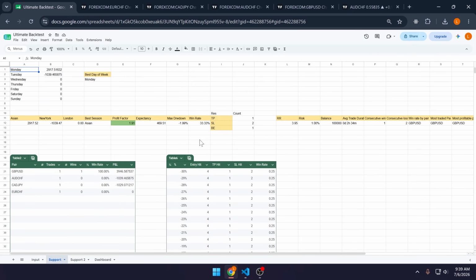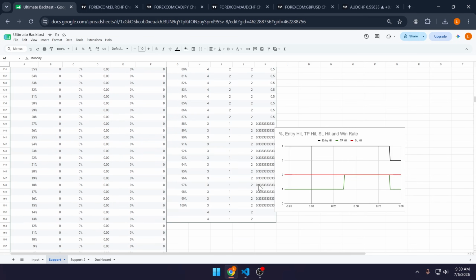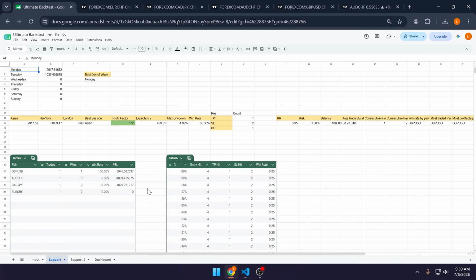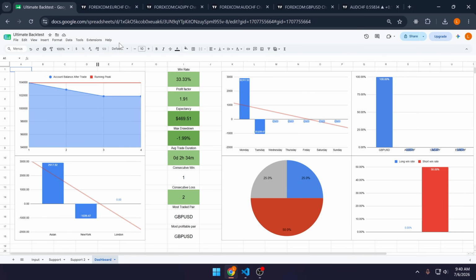This is a support. You will see all the KPIs after, but if you want to see how it's going, it's like this. This one is for a software that I built personally with Claude, and you will see after. So this is all the KPIs I track. The balance, what session was the most profitable, the win rate, profit factor, expectancy, drawdowns, average trade duration, consecutive wins, losses, and the most traded pair and most profitable pair.